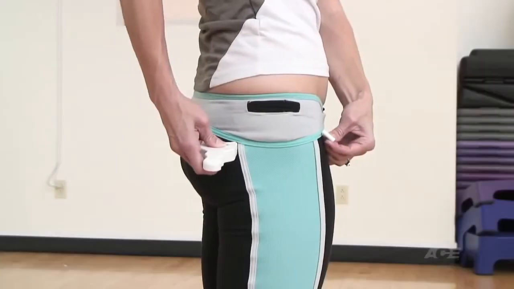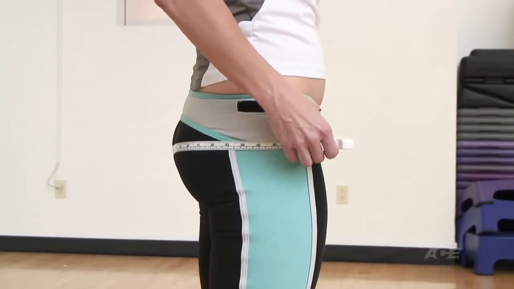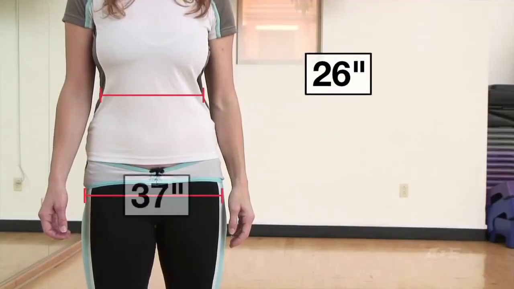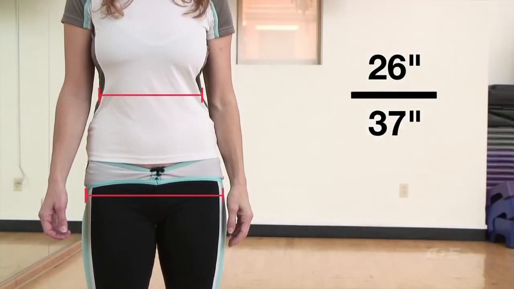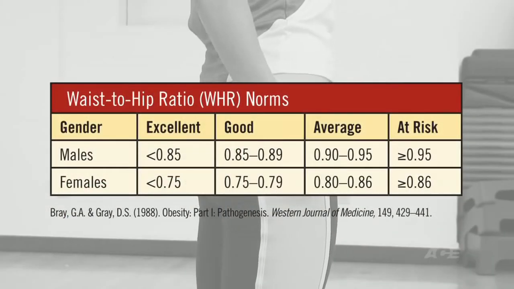Another measurement that can be used, and research has shown to be the superior clinical measurement for predicting cardiovascular disease mortality, is the waist to hip ratio. For this assessment, the hip measurement should be taken at the greatest circumference of the buttocks. You'll then find the waist to hip ratio by taking the waist measurement you completed earlier and dividing it by the hip measurement. This table shows the waist to hip ratio norms.